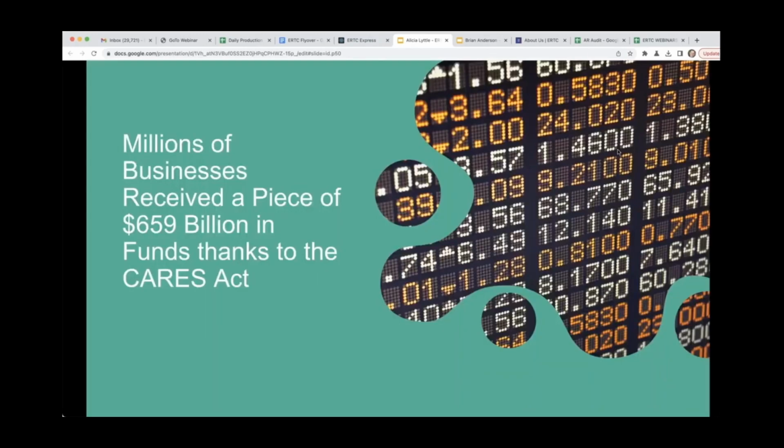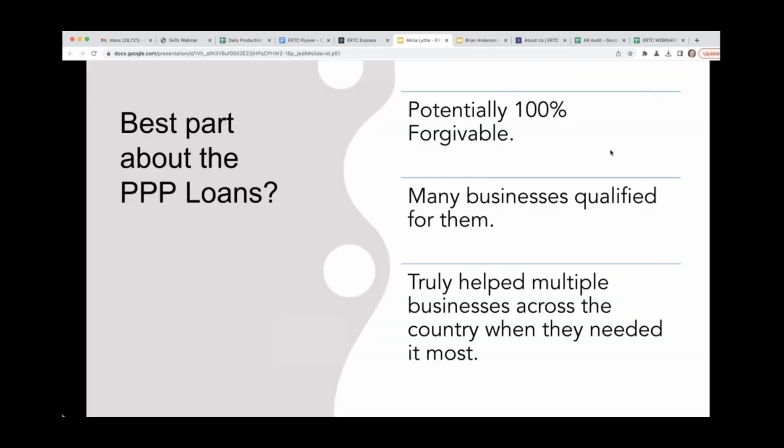Now, what's cool about this, we're tying this into money right now. I said I'd get to the point. Millions of businesses received a piece of the pie. This pie was $659 billion. That's how much money these businesses got, right? Fair. But these were like forgivable loans. We're not here to talk about PPP other than I want to get your head thinking about this.